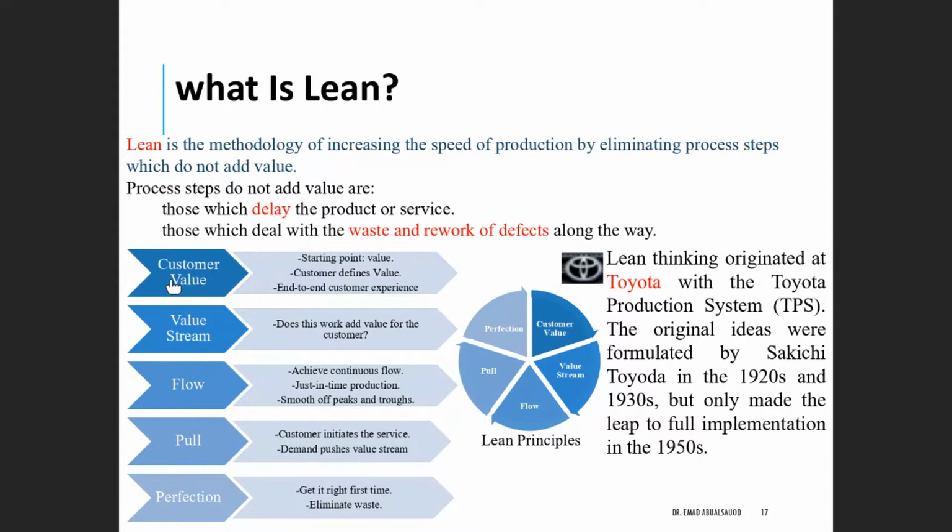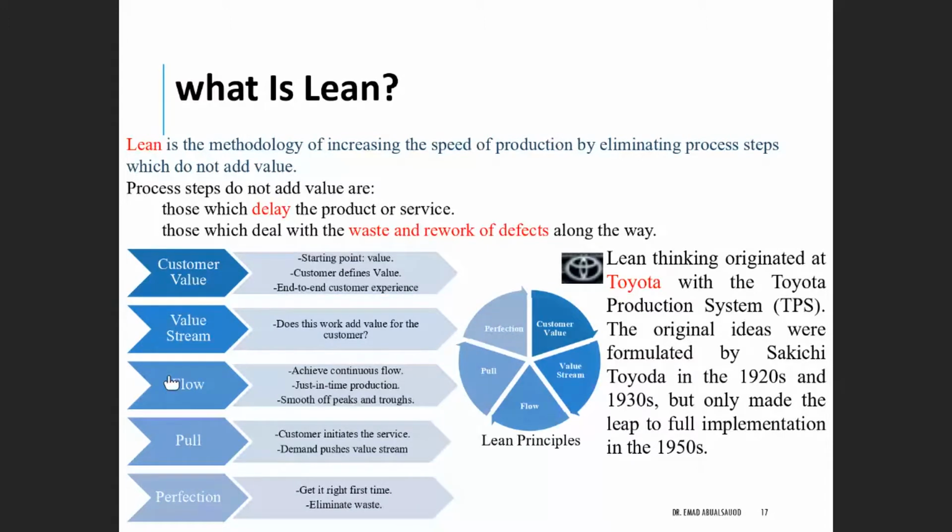Customer value, basically you identify the customer value and their needs and requirements. Value stream, does the work or the step you do in every action or in every step in your process add value to your customer or not? And then the flow, you apply just-in-time production, and just-in-time production is explained in a separate recorded session. You can find it in the Lean Six Sigma. And how you achieve a continuous flow without delay and without waste.